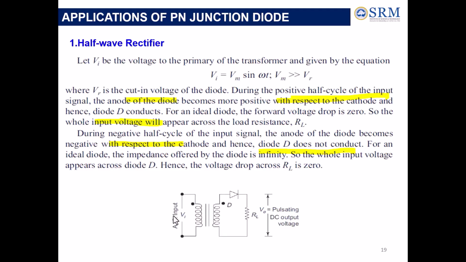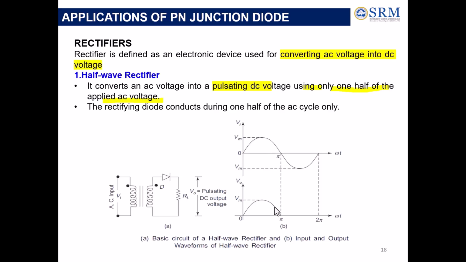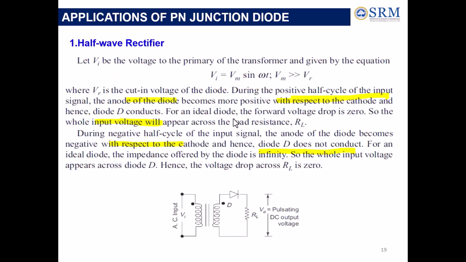The AC voltage is given by Vm sin omega t. That Vm should be greater than the cut-in voltage of the diode, Vr. So during the positive half cycle, the anode becomes more positive with respect to the cathode, so the diode is conducting. So we are able to get this positive half cycle of the input. For an ideal diode, the forward voltage drop is 0, so the whole input voltage will appear across this load resistance.